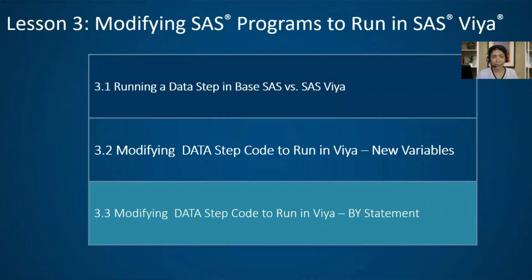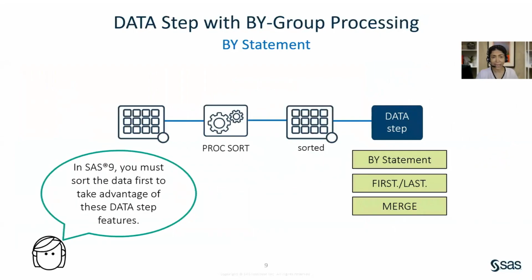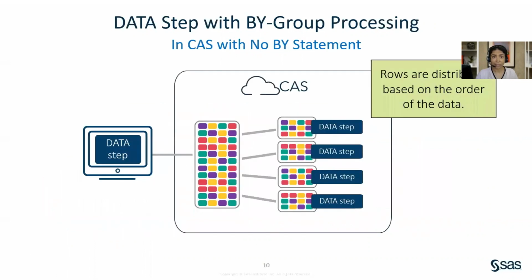And lastly, we'll modify a data step code to run in Viya by using the by statement. You can certainly use a data step to process data within groups, and we know that the data must first be sorted, and then you can use a by statement and first dot and last dot processing to identify the first and the last in the group. Sorting can be very resource intensive, especially with large data sets.